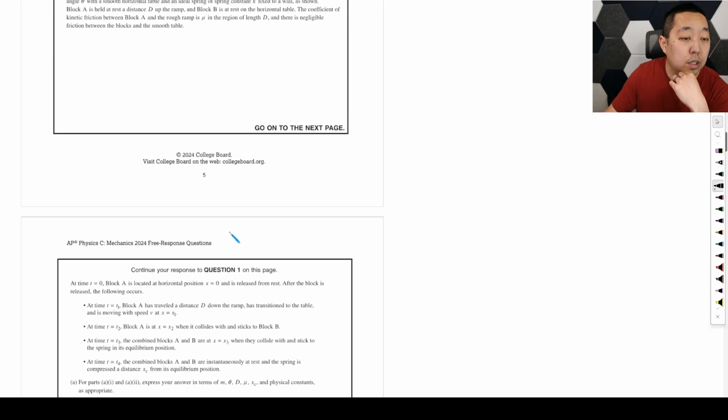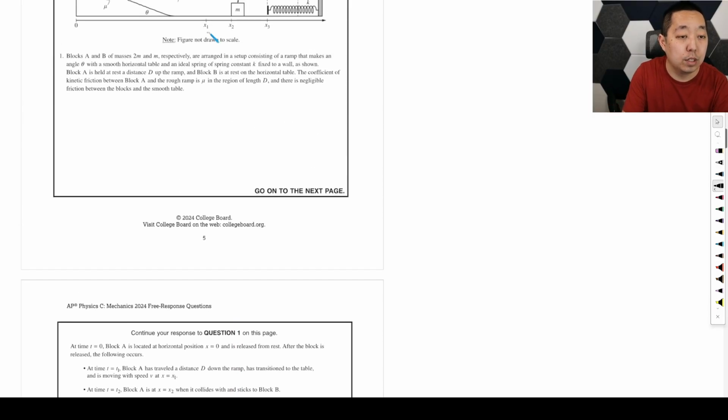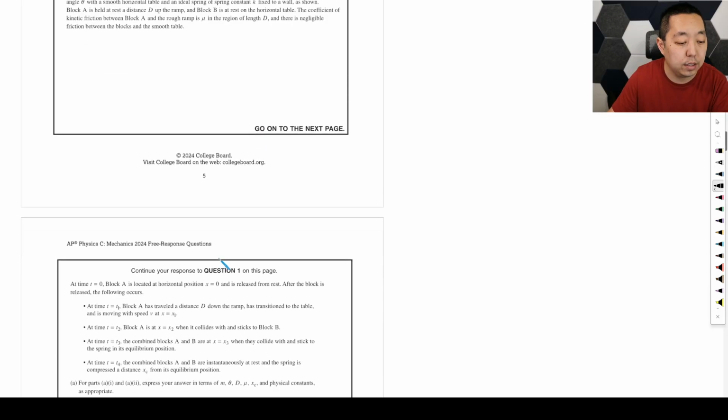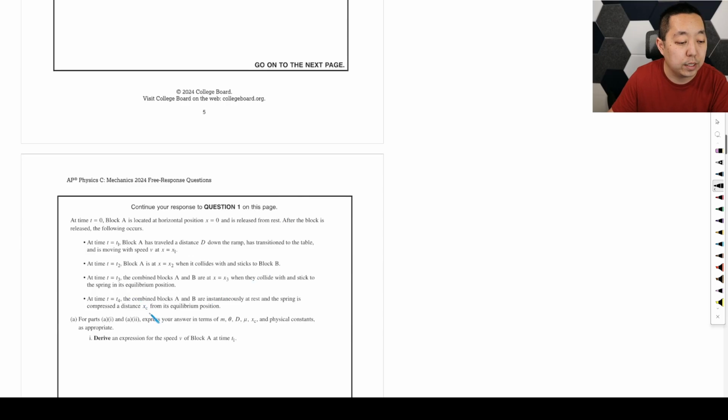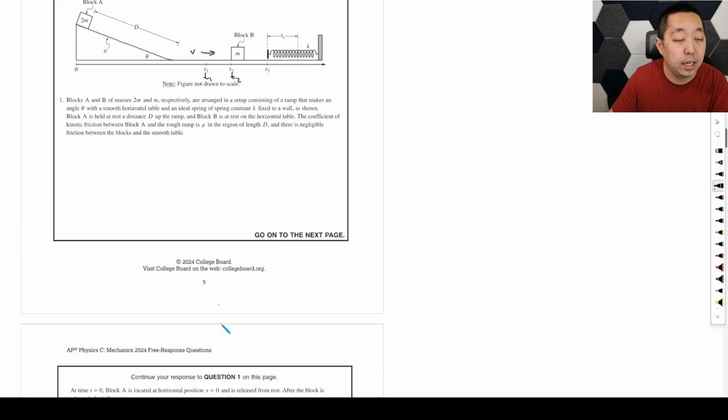Okay, so, I don't want to assume this. T1 is when we get down the ramp and block A is moving at speed v here. Then at T2, it's at x2 where it collides and sticks. And then at T3, the combined blocks A and B are stuck together and the spring is compressed a distance xc. Derive an expression for the speed v of block A at time T1.